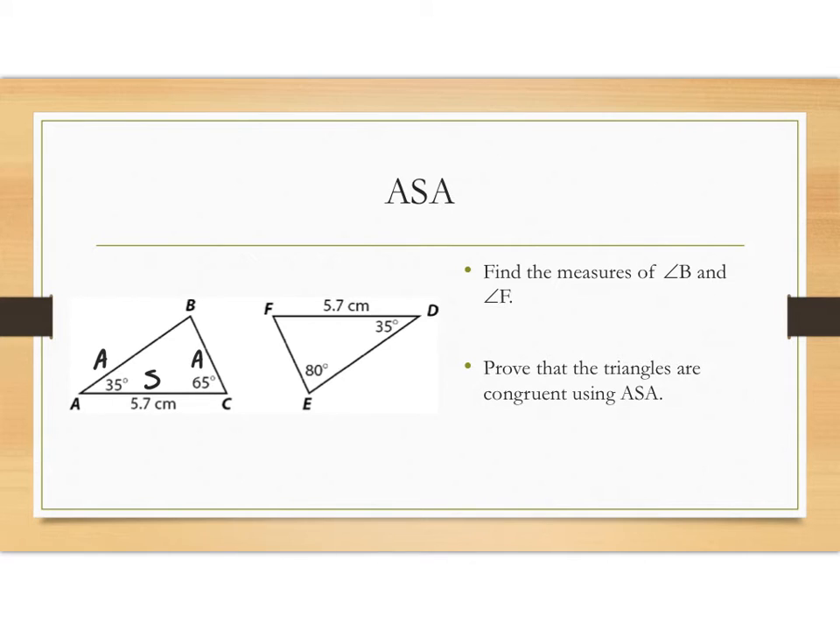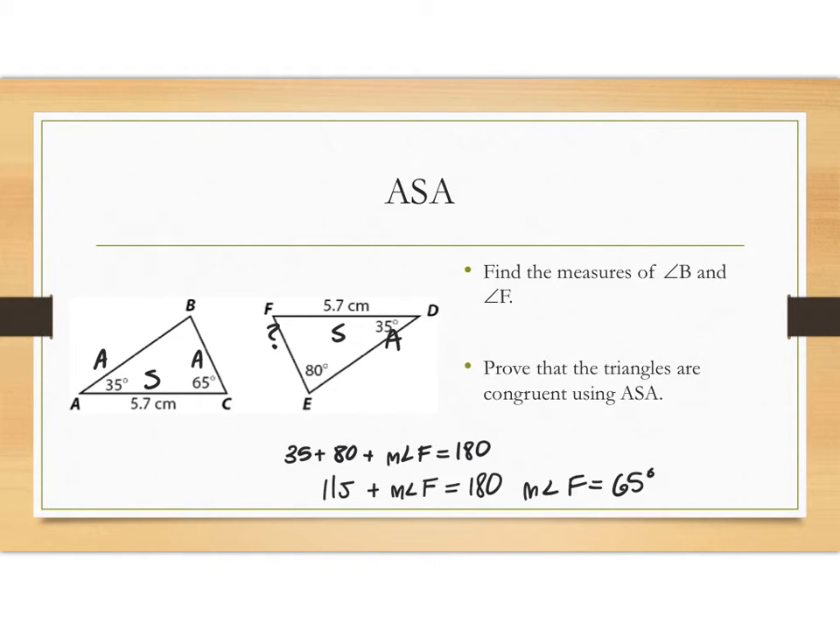To have a similar relationship with triangle DEF, I may need to find one more angle. I know that angle D measures 35 degrees, and I know that side DF has a length of 5.7 centimeters, but I don't immediately know the measure of angle F, but I could figure it out. I know that every triangle has interior angles that sum to 180 degrees. So 35 plus 80 plus the measure of angle F must equal 180. So the measure of angle F must be 65 degrees.